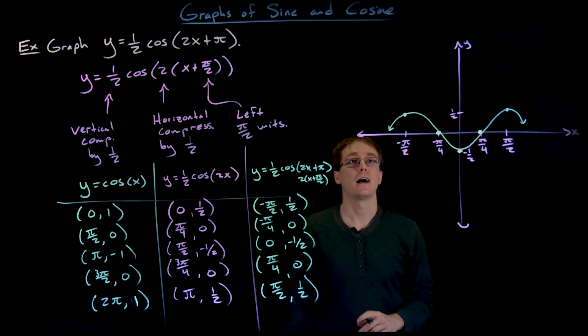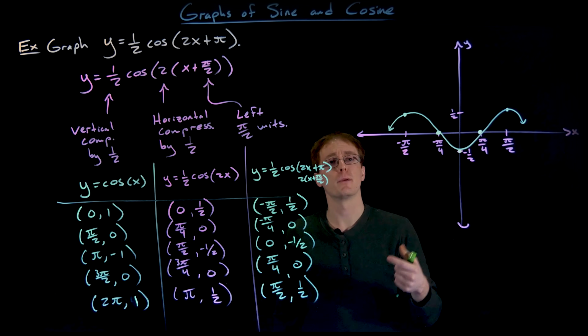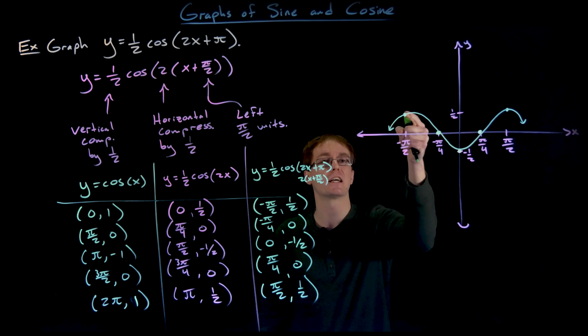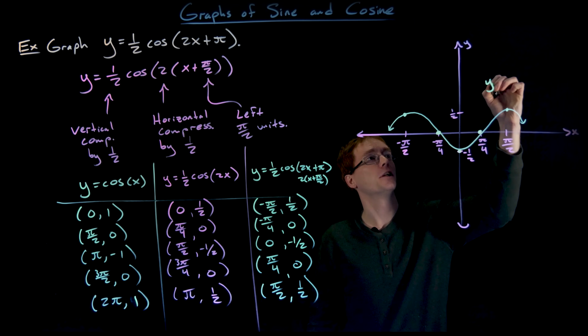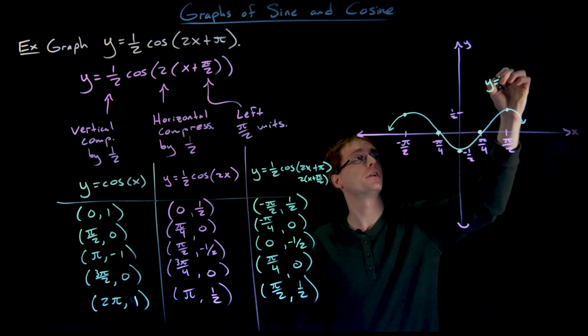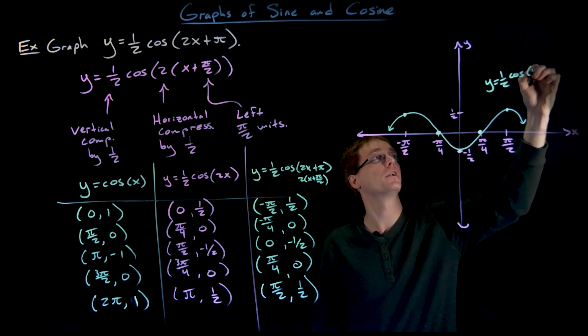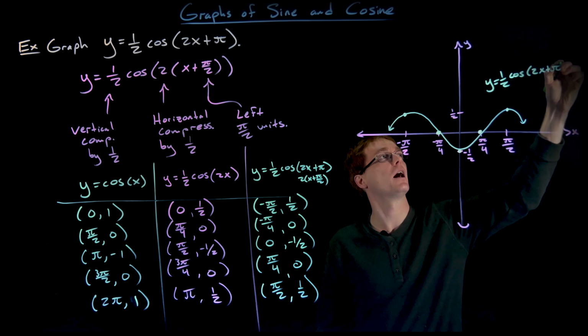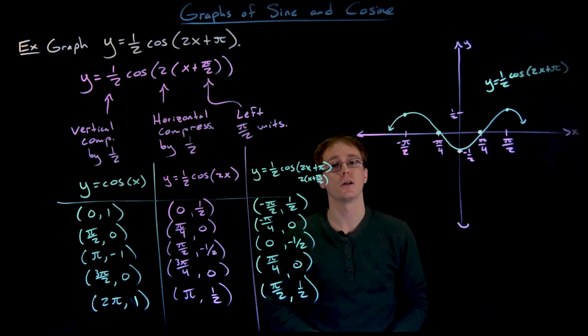And so that's what our graph is going to look like. I always like to add a little bit more to the end behavior just to remind ourselves that this isn't going to keep going up. It's actually going to turn back around and start coming down. So here we have a rough sketch of one period of the graph of our function, 1/2 cosine of the quantity 2x plus pi, or we could factor that inside as 2 times the quantity x plus pi over 2.